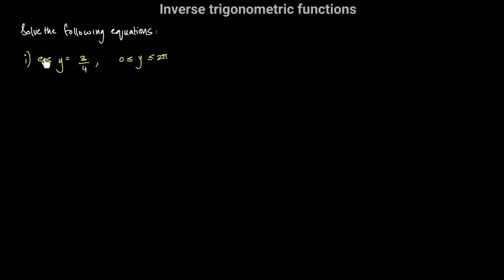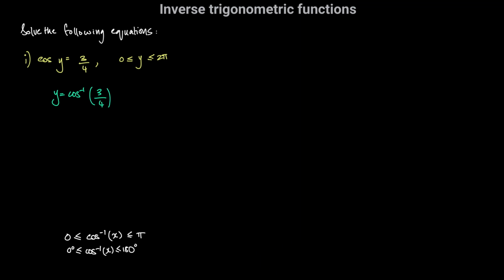Here y is the angle and the cosine of that angle is 0.75, and we want to know what are all the values of y, or all the values of that angle between 0 and 2 pi radians, that give us this value for the cosine of y. So here we can say that y is equal to the cosine inverse of 3 over 4. So this is the inverse cosine function.